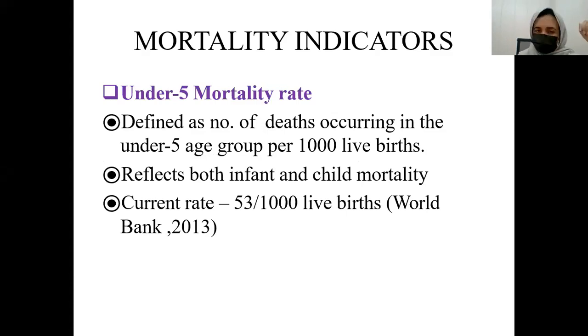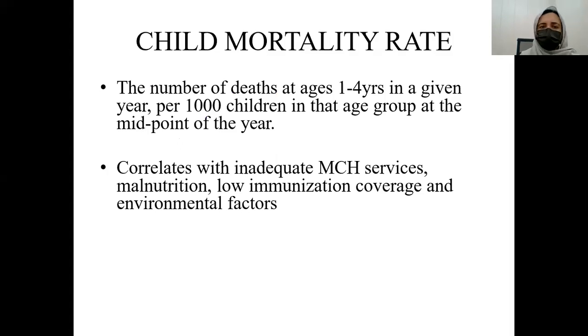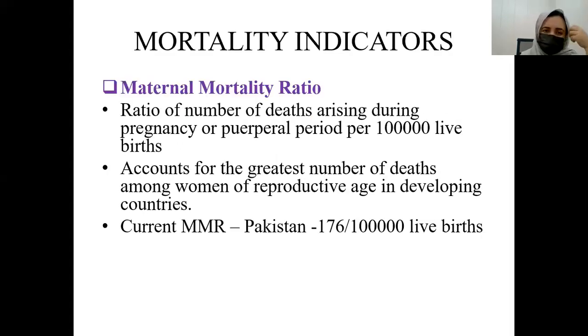Then similarly, we have under 5 mortality rate. This is defined as the number of deaths among children under 5 years of age, ठीक है, per 1000 live births. Okay, I'm just rushing through it because this would be taking too much time.